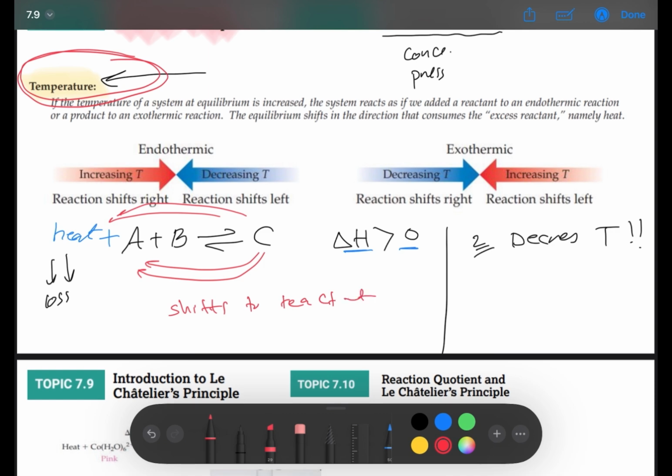Since it creates more reactants, what will happen to the value of K? K represents the ratio of the products to the reactants. Since the reaction is shifting to form more reactants, the reactant concentration will increase. And since the denominator is increasing, the value of K will decrease if we lower the temperature for an endothermic reaction.